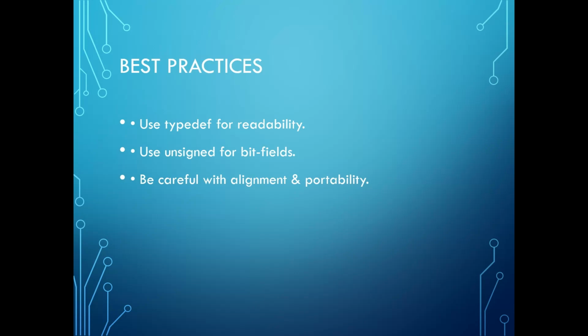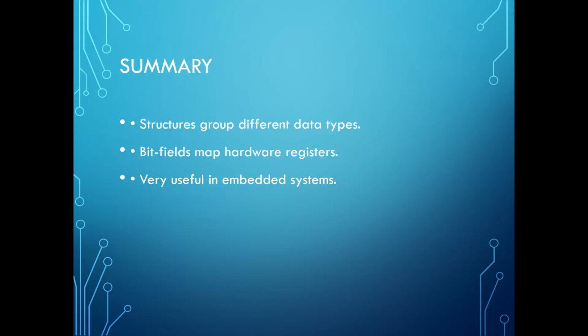So today what we have learned is structures. Structures group multiple data types together. Bit fields work at the bit level, for memory definition. Register mapping connects software with hardware. These concepts are a must-know for anyone writing embedded code. Structures help you organize data. Bit fields help you control hardware. Together they are the bridge between software and hardware in embedded systems.